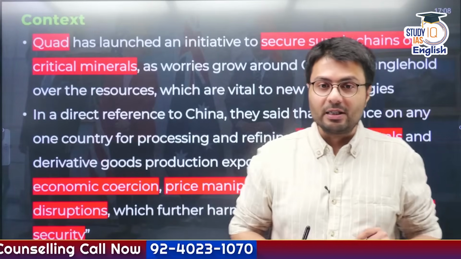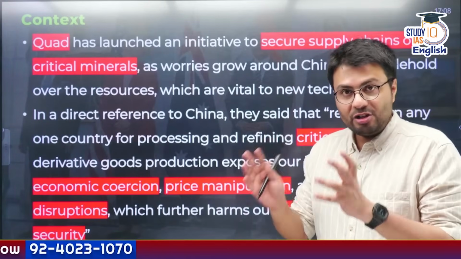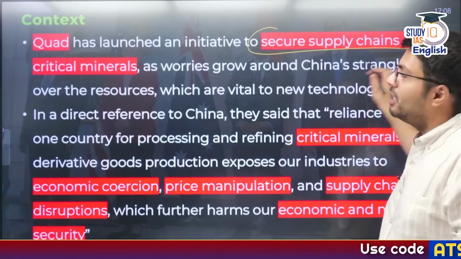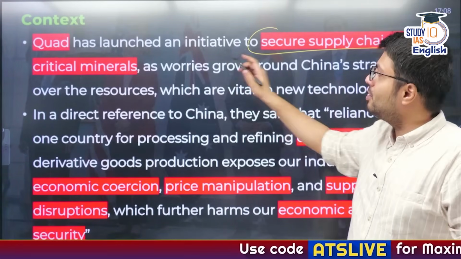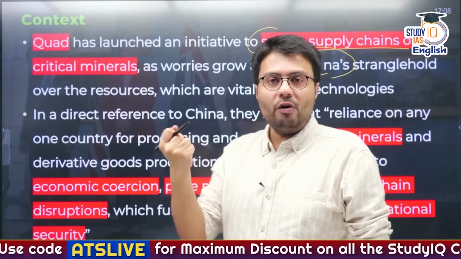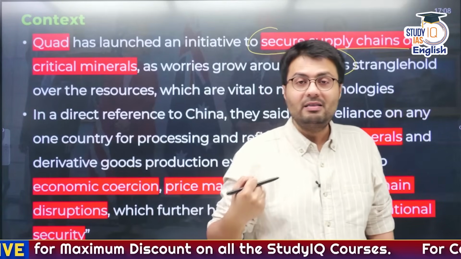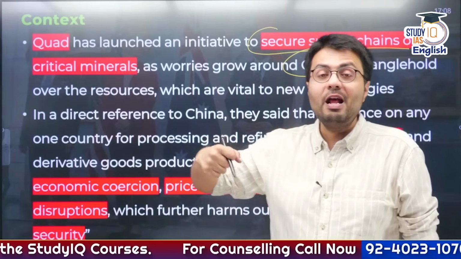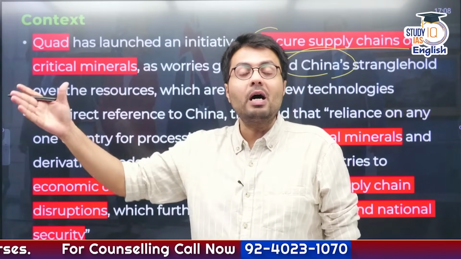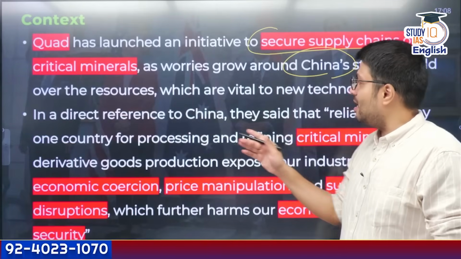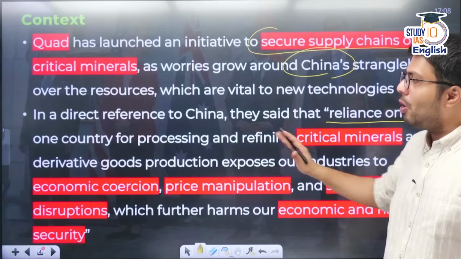Let us start by understanding the context of what we are going to discuss. Now Quad, which is an initiative by 4 countries, has launched an initiative to secure supply chains of critical minerals, and this is because of China. Because China currently controls the supply chain of these critical minerals, it is expected that in future, as China is doing right now, it can leverage this control and stranglehold other countries in meeting its demands.